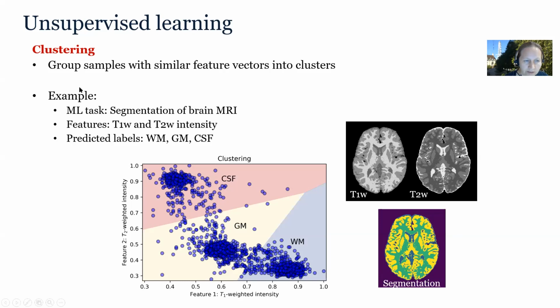However, the clustering algorithm predicts the labels, and it identifies the clusters. So you can see here three clusters, one for cerebrospinal fluid, one for gray matter, and one for white matter. So a clustering algorithm is able to identify these three main clusters that correspond to the three main tissues and return the labels for these clusters, as you can see here in this segmentation.